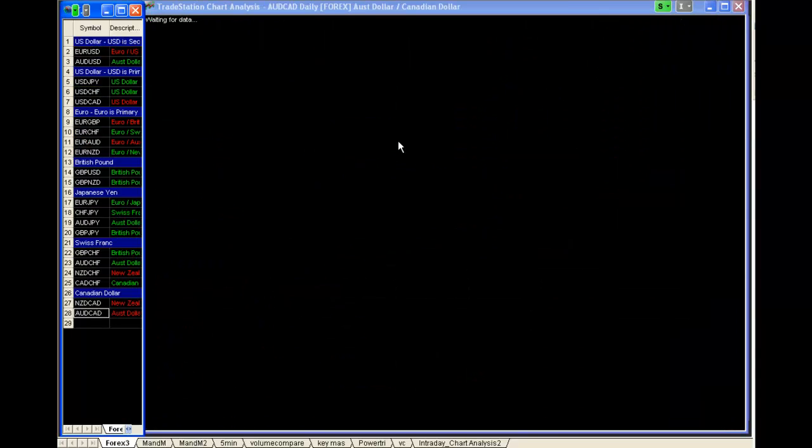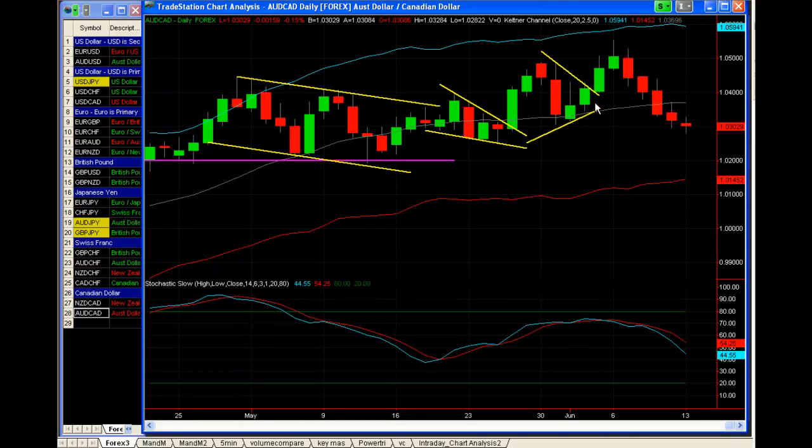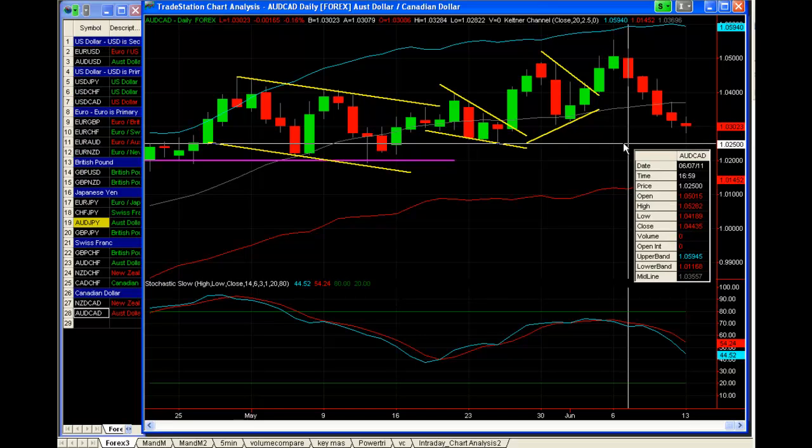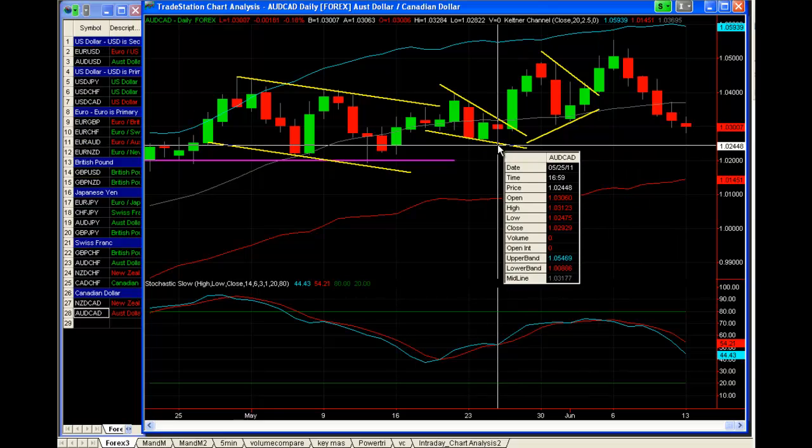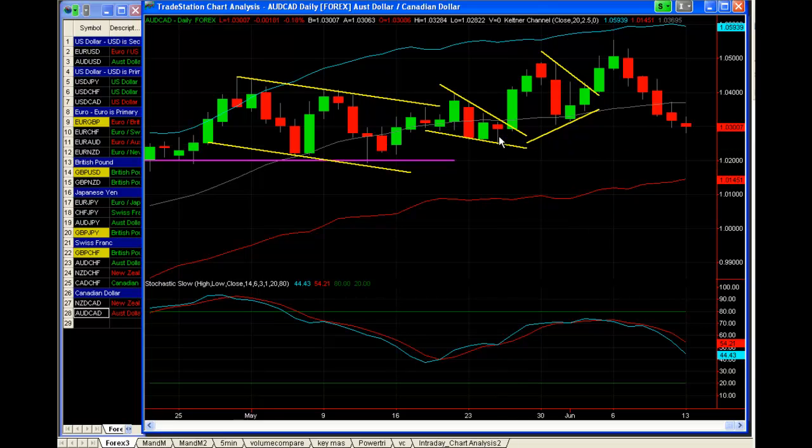And then finally, here is the Aussie dollar versus the Canadian dollar. And you can see here, we had this one last week. Got out pretty good because it's giving it all back plus some. Watching support here down at 102.47. Okay, that's support.